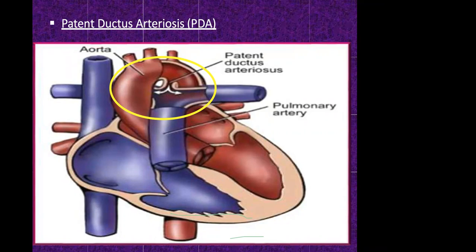And due to this, what will happen is the oxygenated blood will pass from the aorta to the pulmonary artery and mixes with the deoxygenated blood, which of course finally goes to the lungs. And then the blood volume to the lungs will increase, due to which there will be congestion, isn't it? So the name itself is clear, patent ductus arteriosus. So the ductus arteriosus didn't close, and the communication is happening between the aorta and the pulmonary artery.